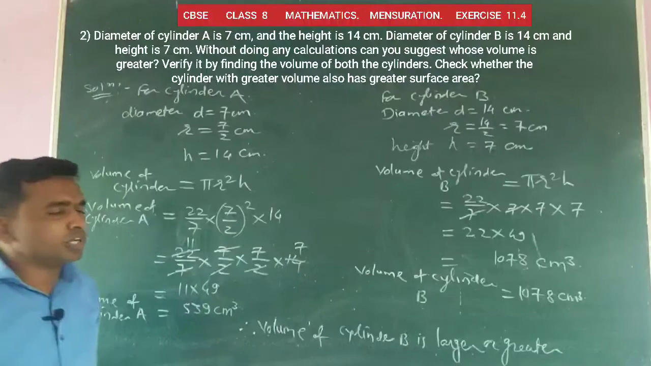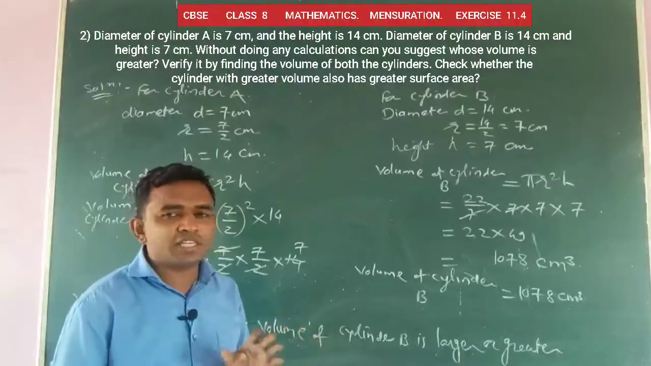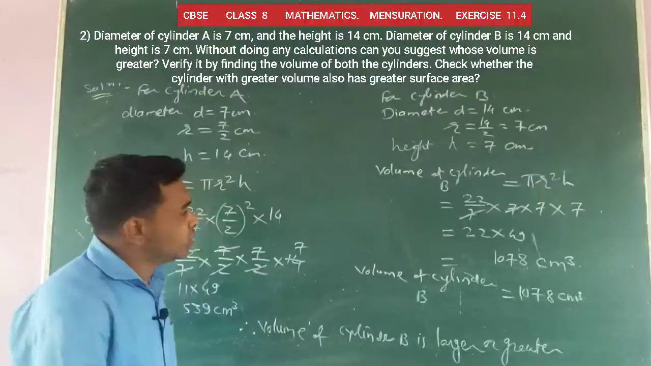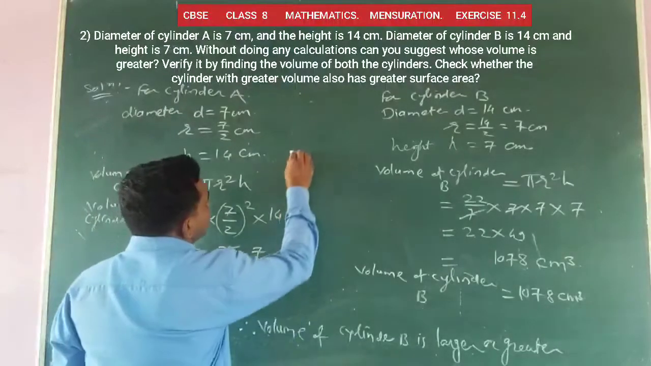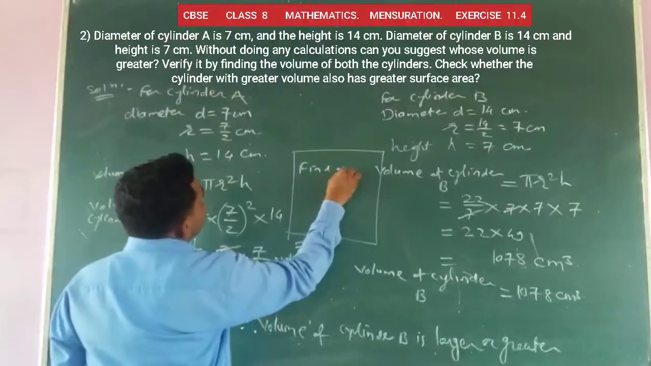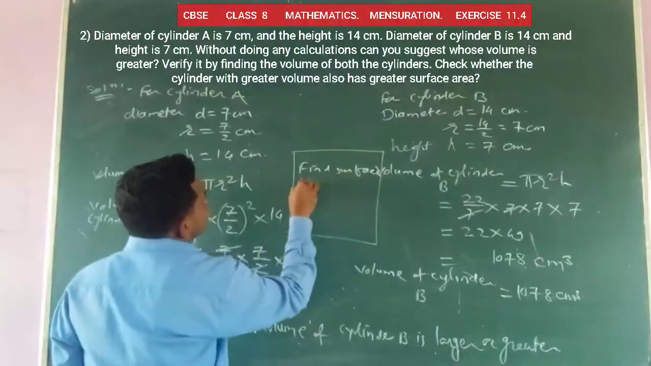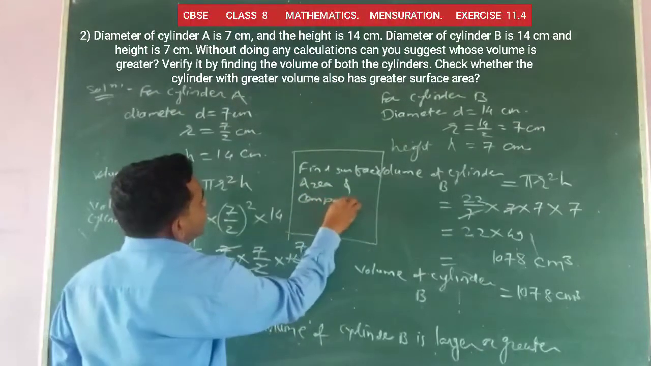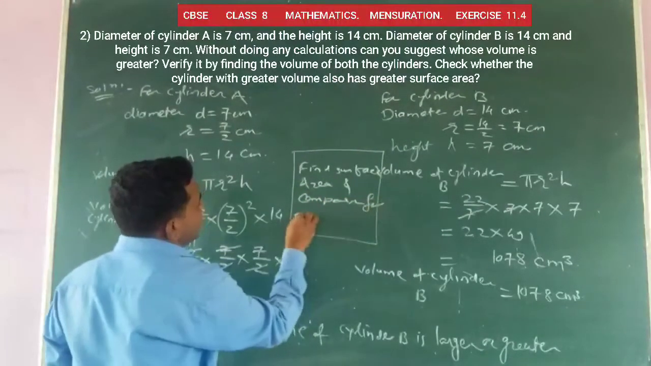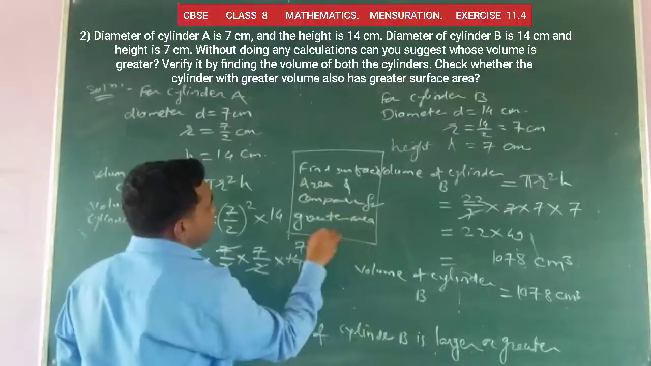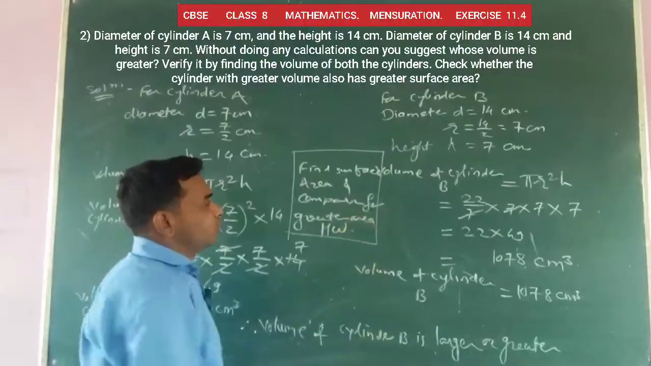Now we also have to decide which surface area is greater, of cylinder A or B. So here find the surface area and compare for the greater area. It's homework for you.